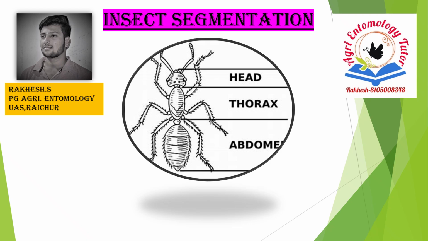We already know what these insects are made up of. These insects are mainly made up of different segments: head, thorax, as well as abdomen. But we don't know about the segmentation process of these insects. Let's welcome to the class on insect segmentation. In this class, we will learn in detail about the primary segmentation, secondary segmentation, and different segments.